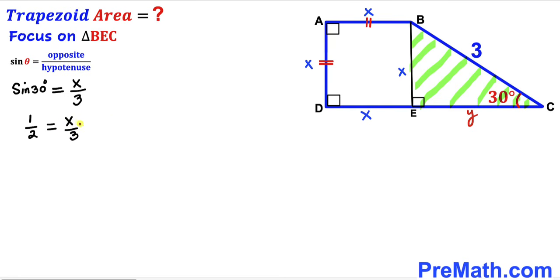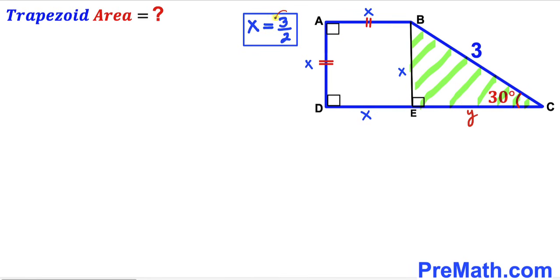Now I'm going to isolate this x by multiplying by 3 on both sides. So the 3 and 3 cancel, and our x value turns out to be 3 divided by 2 units. So this side length is going to be 3 divided by 2 across the board.